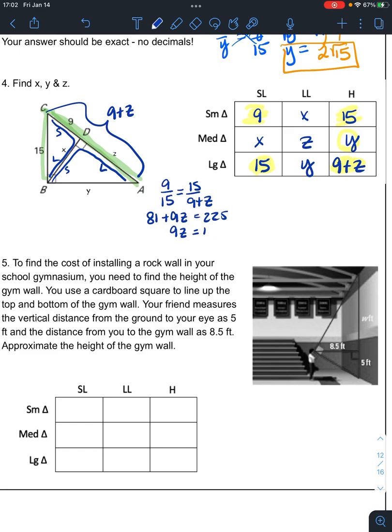9Z is equal to 225 minus 81, which is 144. Divided by 9, and you get that Z is 16.